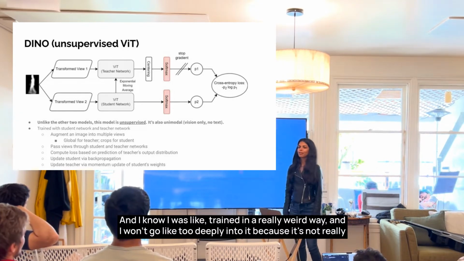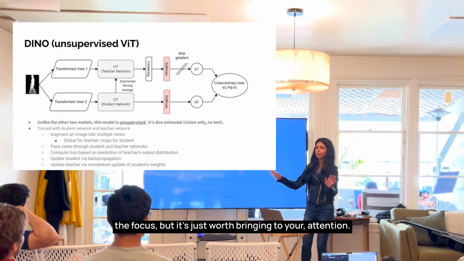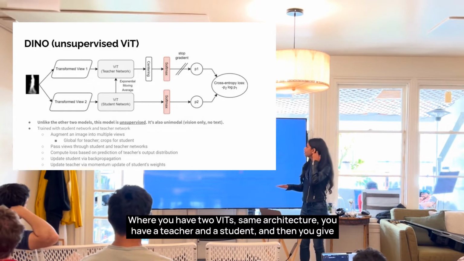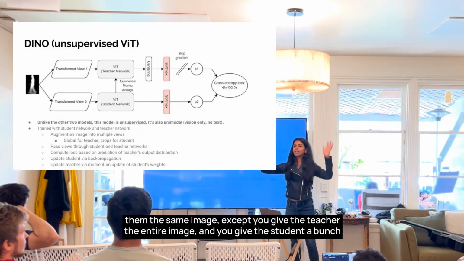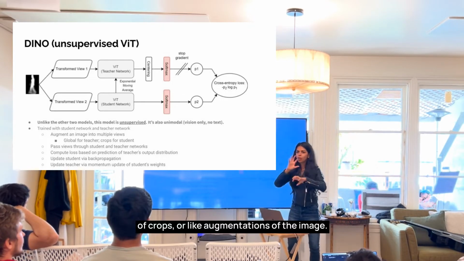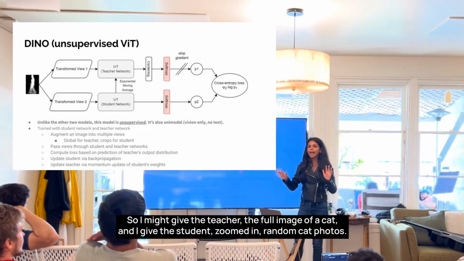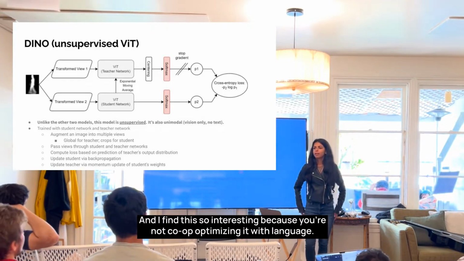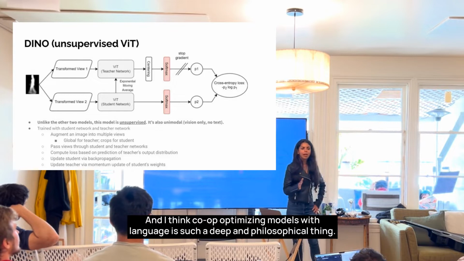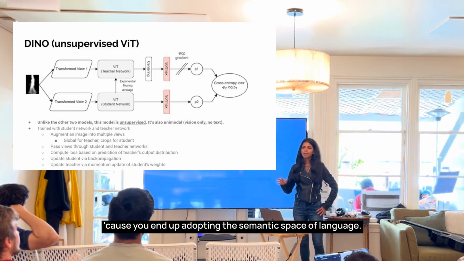And DINO is trained in a really weird way, and I won't go too deeply into it because it's not really the focus, but it's worth bringing to your attention. You have two ViTs, same architecture, a teacher and a student, and you give them the same image, except you give the teacher the entire image, and you give the student a bunch of crops, or augmentations of the image. So I might give the teacher the full image of a cat, and I give the student zoomed in random cat photos. And I find this so interesting because you're not co-optimizing it with language. And I think co-optimizing models with language is such a deep and philosophical thing because you end up adopting the semantic space of language.